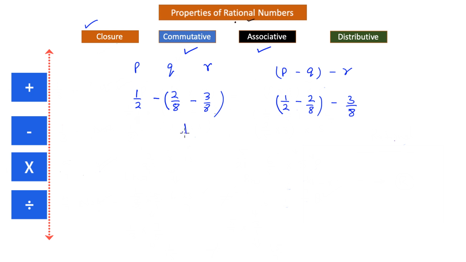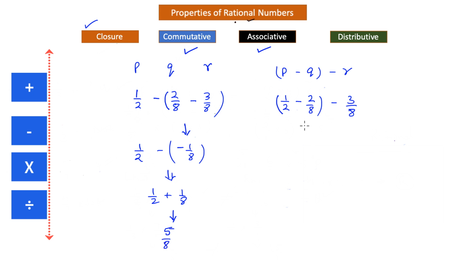So let's solve the left hand side first. 2/8 minus 3/8 will be simply minus 1/8. And this will be under parentheses, negative sign outside, and this is being subtracted from 1/2. And what will be that result? That will be 1/2 plus 1/8. What you get is 5/8.